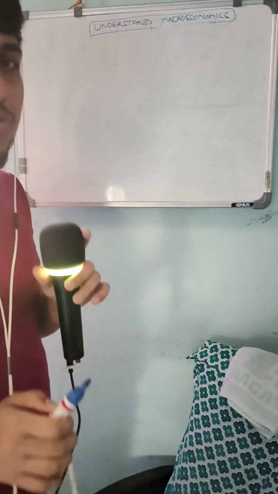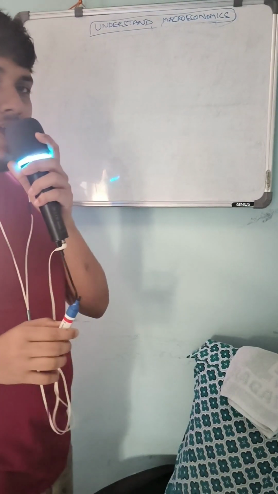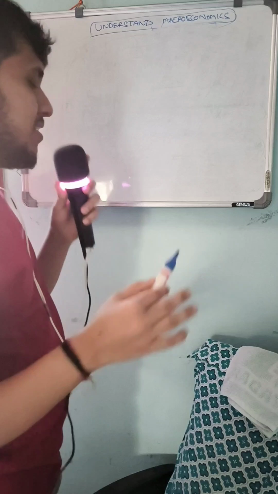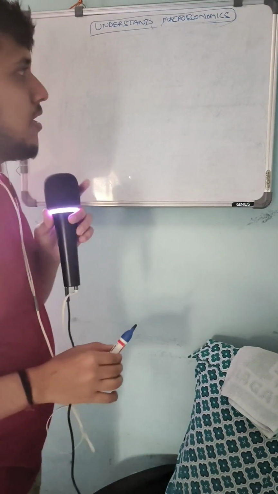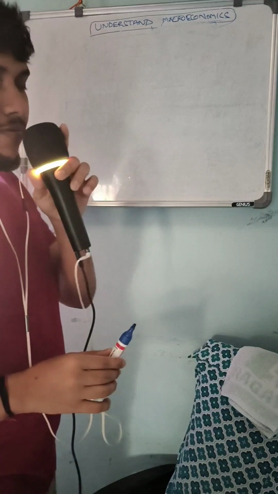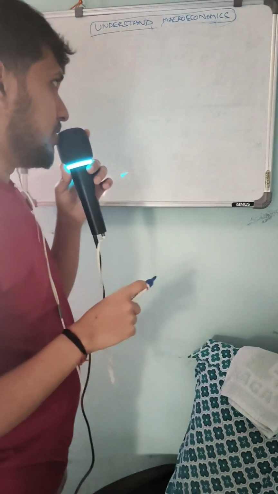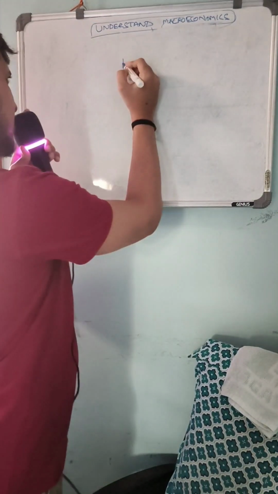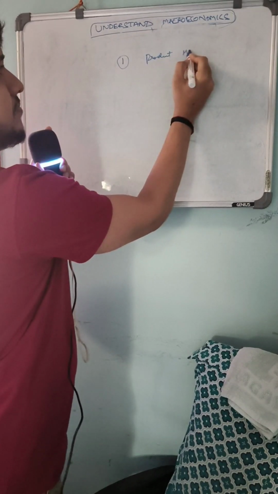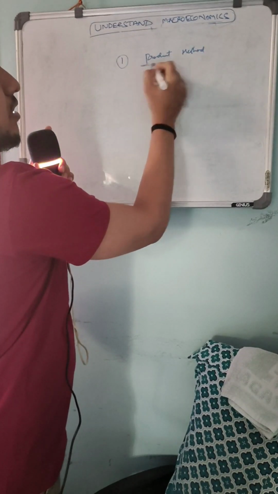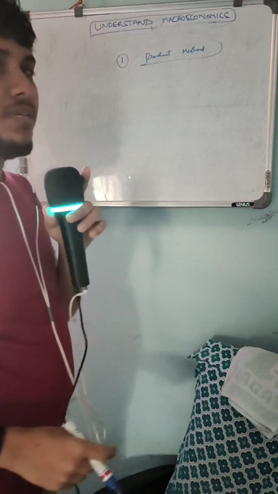Now, let me come to the accounting of national income. There are three methods. Let me first discuss the first method, that is the product method or value addition method.